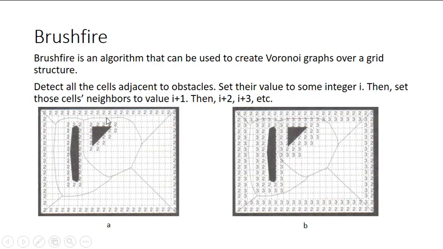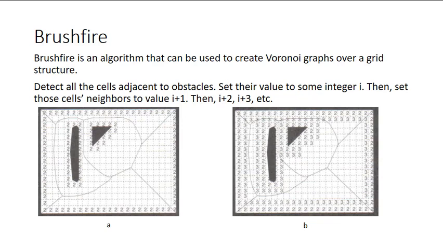How this works is that you detect all the cells that are adjacent to all of the obstacles in the environment, and then you set their value to some integer. So over here in part A, you can see that all of the cells that are adjacent to the obstacles in the middle of the environment are all set to 2, like all those ones right next to that triangle and that weird oval shape. And in addition to those, you also set the boundary pixels to 2. The reason is that those boundary pixels are treating the boundary as an obstacle, so they're considered to be adjacent to obstacles as well.